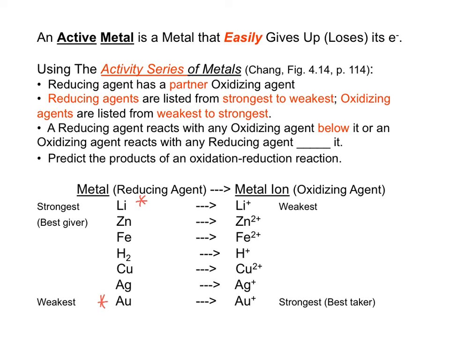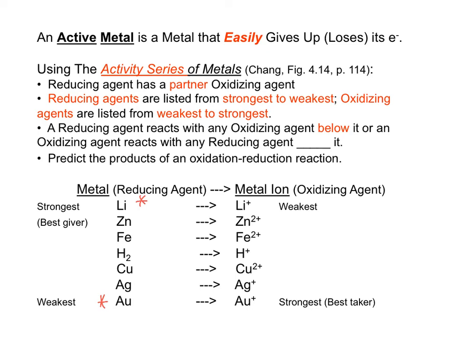Note that the metals can be oxidized to metal ions. That means the metal is a reducing agent because it can be used to reduce something else. Also note that each reducing agent has a corresponding or partner oxidizing agent. For the strongest reducing agent, its partner oxidizing agent is weak. For the weakest reducing agent, in this case gold, its partner oxidizing agent, gold ion, is strong.